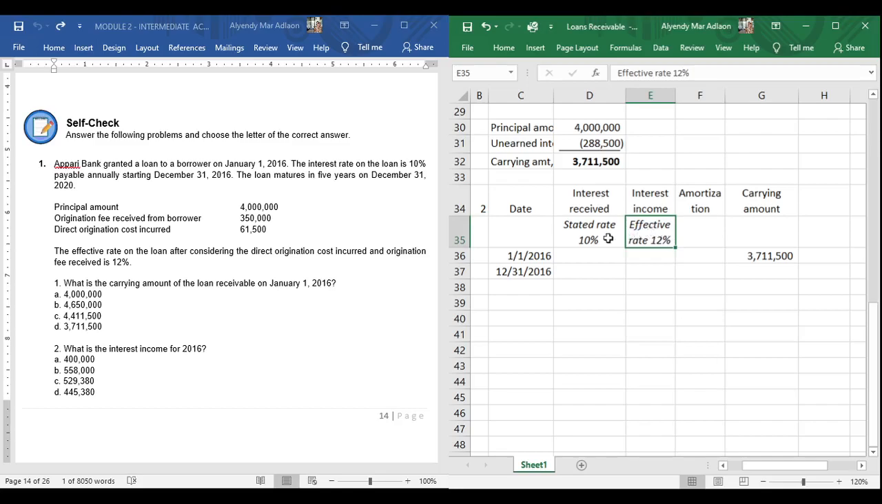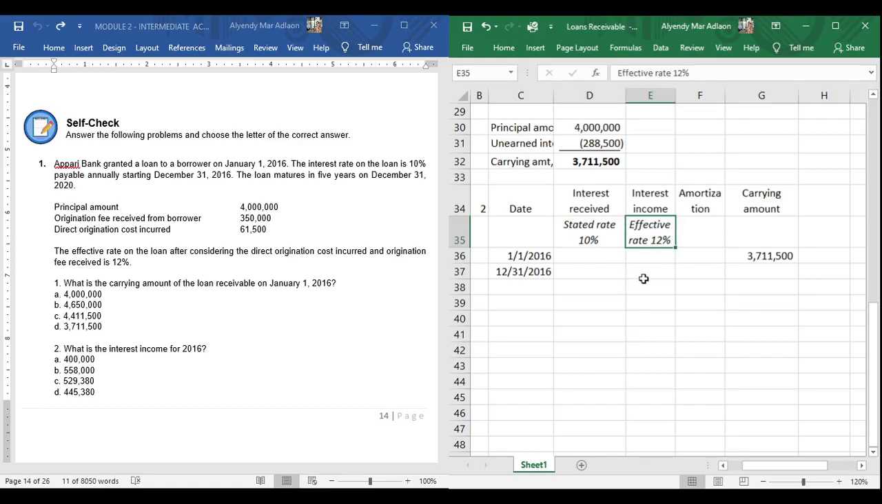So, take note, the basis of the interest the customer pays will be the 10%. Take note, the customer does not know about this 12%. Only the company knows it, so that in computing the interest income, the origination fee less direct origination cost is taken into account. It is the same in a bank. Again, the customer's interest, to their knowledge, is only 10%. But what we recognize as interest income is 12%.